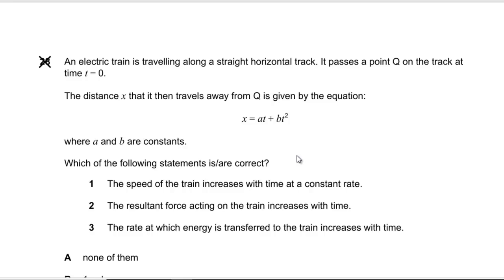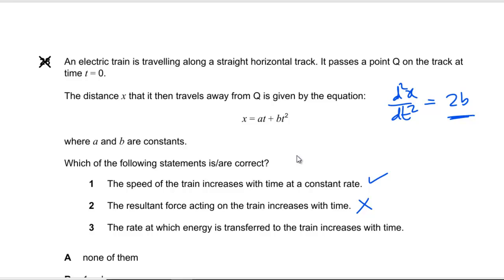Speed of the train increases with time at a constant rate. Well, that's going to be true because we've got that constant acceleration. Essentially, I'm saying that d2x/dt squared, which in this case is going to be 2b. So we've got a constant acceleration. So we're going to have a constant increase in the speed of the train. The resulting force acting increases with time. Well, no, we have a constant force for constant acceleration.